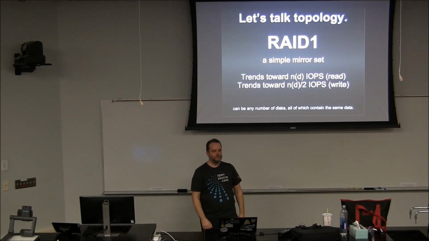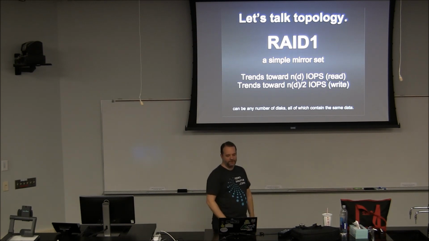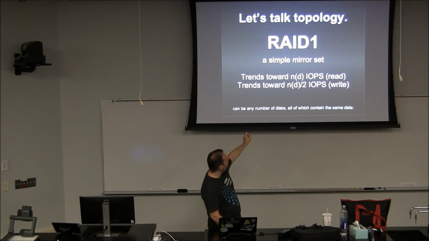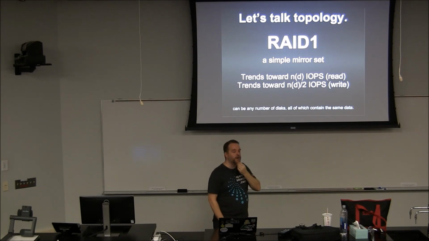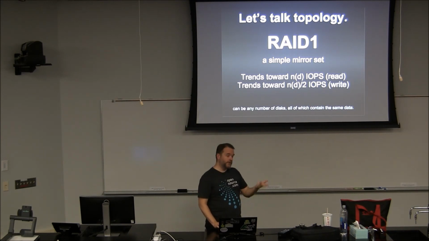Divide by 2, should that be divided by D? Yes, it absolutely should. I thought I had an asterisk on there that said assuming 2-disk mirror, but you're correct. That should absolutely just be N. Well, actually, it should just be D. Yeah, trends towards D, right? Oh, I'm sorry. Yeah. Well, and you were still correct.